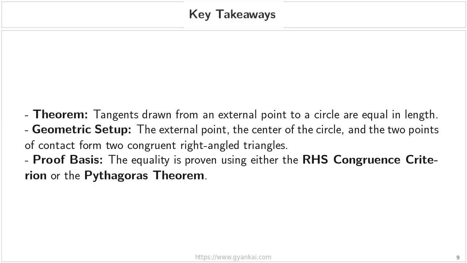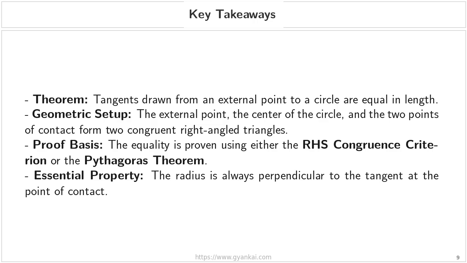As for the proof basis, we have seen two distinct ways to prove this equality. We use the RHS Congruence Criterion, which stands for right angle, hypotenuse, side, and we also use the Pythagoras Theorem to show the algebraic equality of the sides. Both methods lead us to the same undeniable conclusion. Finally, never forget the essential property that serves as the foundation for this entire lesson. The radius of a circle is always perpendicular to the tangent at the point of contact. Without that 90-degree angle, our triangles wouldn't be right-angled, and our proof would fall apart.